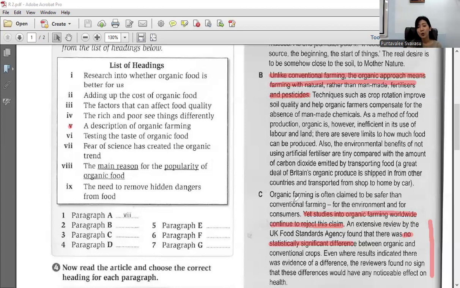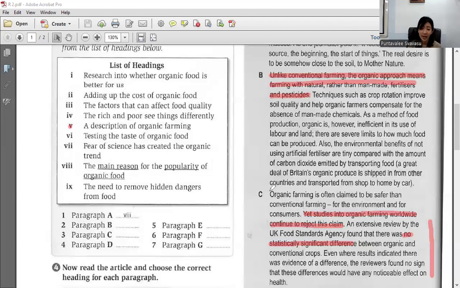So you will see that the first sentence and the second sentence are in opposite tones. One of them is positive, one of them is negative. And when you look at the supporting details, when they say no difference, no benefits on health, it's more of the negative. So that's why I choose this one. Yet studies into organic farming reject the claim, so the tone is negative.